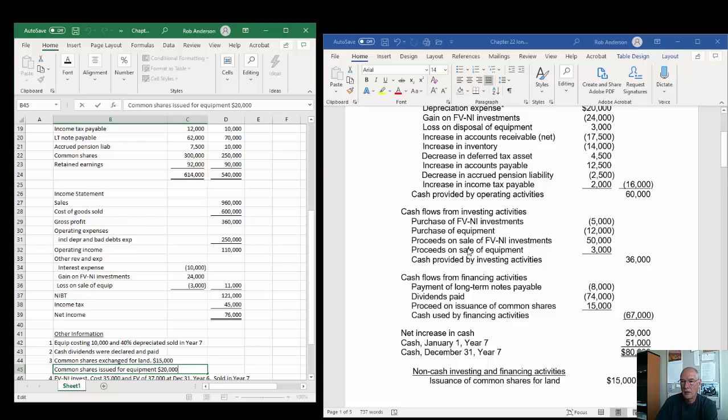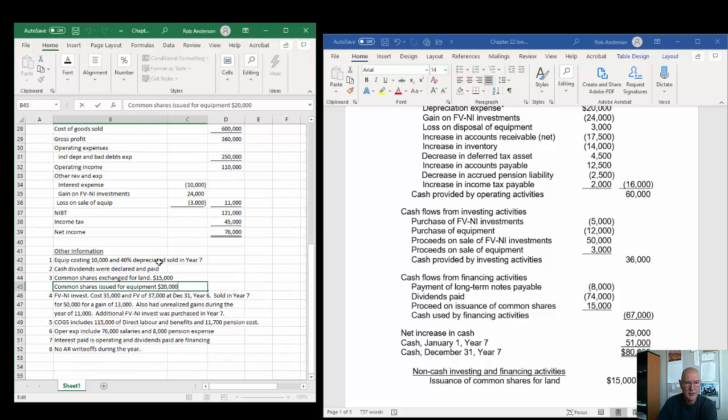Okay. Now we already talked about the sale of equipment and the fact that we actually sold equipment for $3,000. Now the proceeds on sale of fair value net income investments was just handed to us in this line here. It told us in year 7 we sold them for $50,000. So that's of course the cash inflow. So that's all our investing activities.